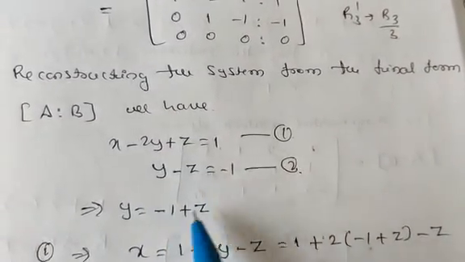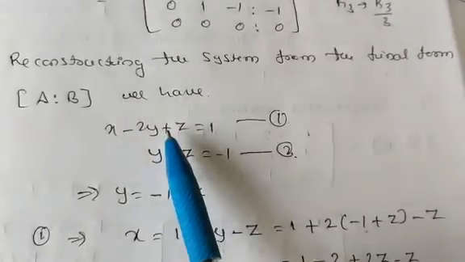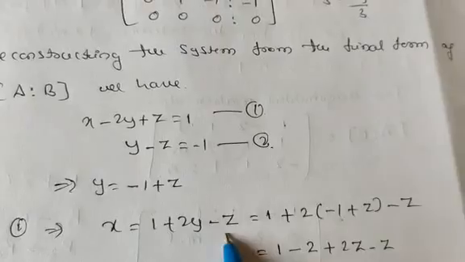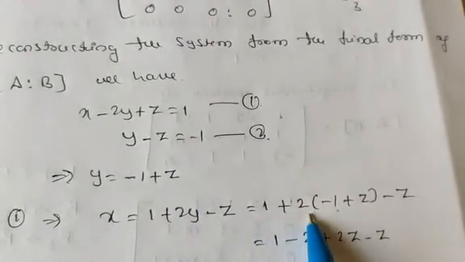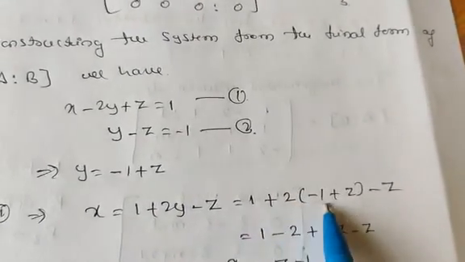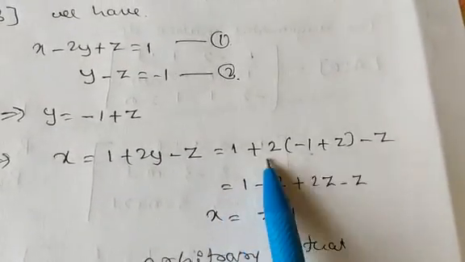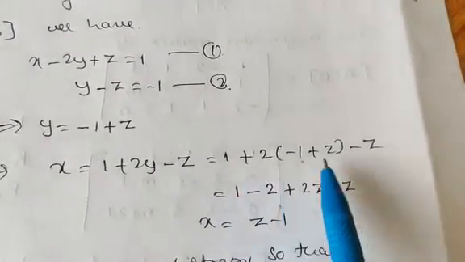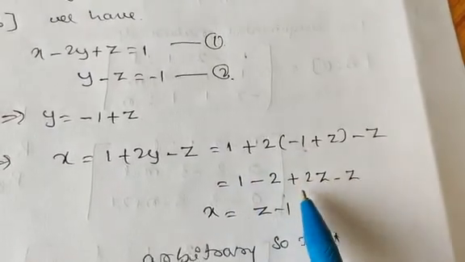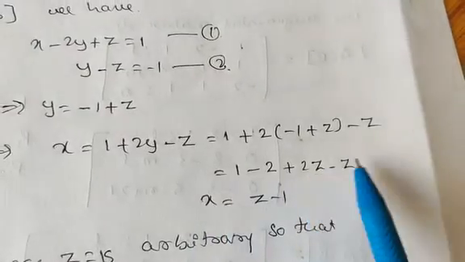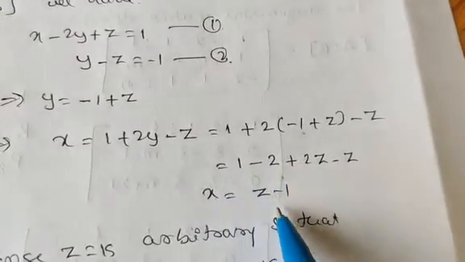Y is equal to minus 1 plus z. And the first equation implies x is equal to 1 minus 1 plus 2y minus z. This is equal to 1 plus 2y, where y is minus 1 plus z, and minus z. It is equal to 1 minus 2 plus 2z minus z. Simplify this, x is equal to 2z minus z is z, 1 minus 2 is minus 1.